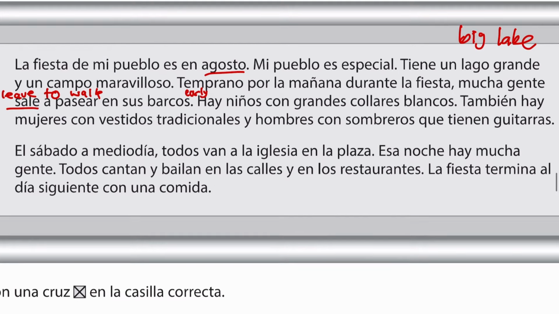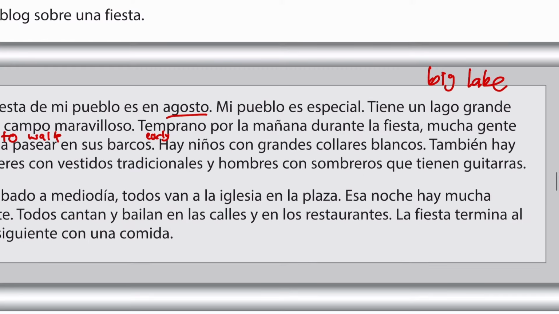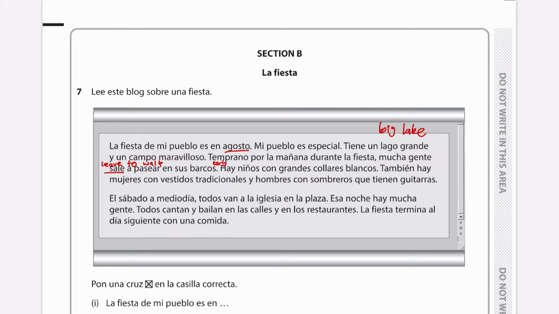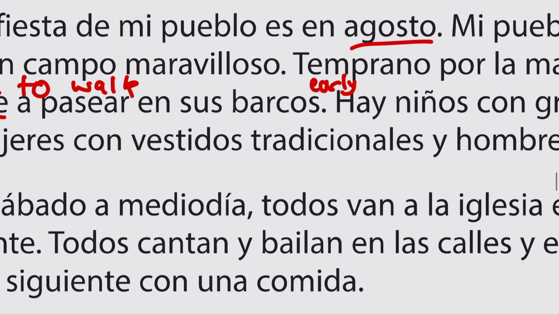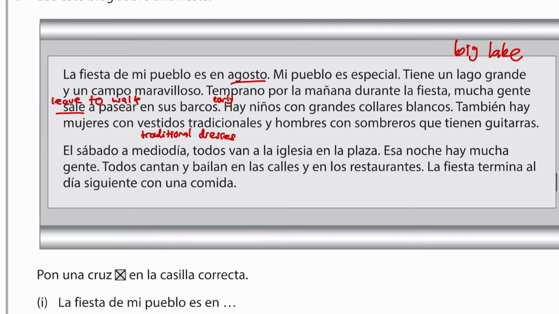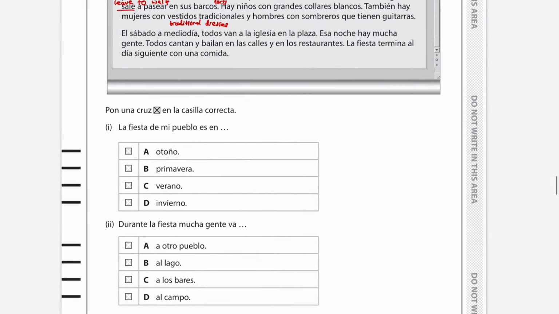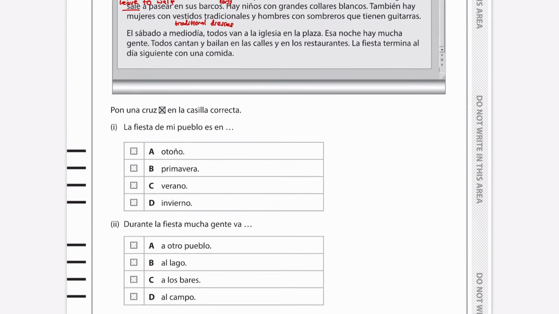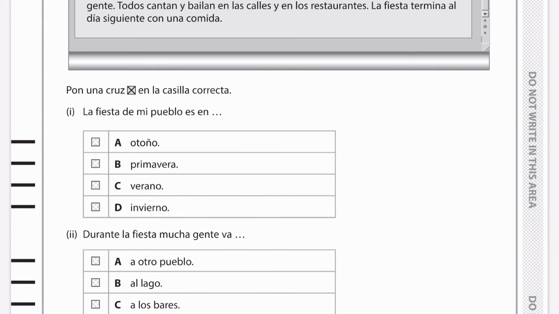I think collares is just like collar on a shirt, but I'm not sure actually. And también hay mujeres con vestidos, so traditional just dresses. And hombres con sombreros que tienen guitarras. I think you got that bit there. Okay, so it should be in chronological order here. So la fiesta de mi pueblo es en otoño, primavera, verano o invierno.